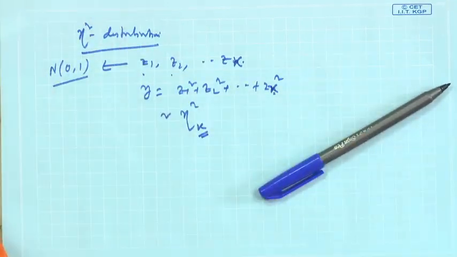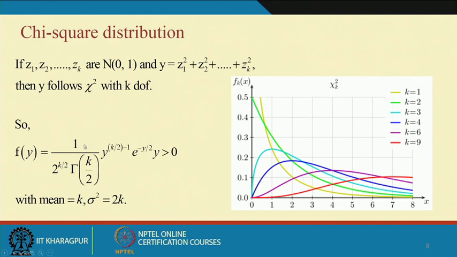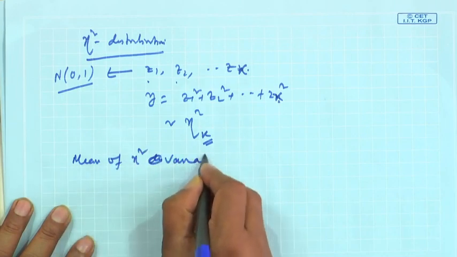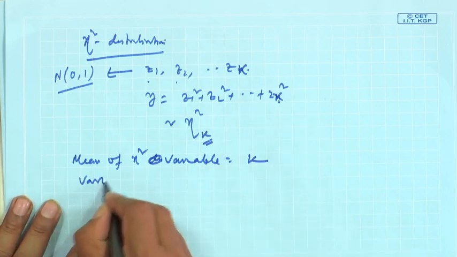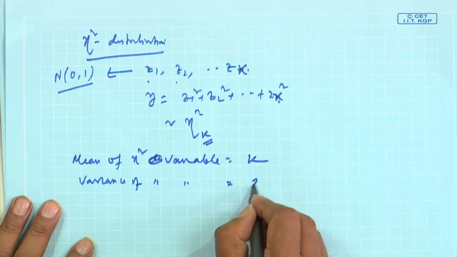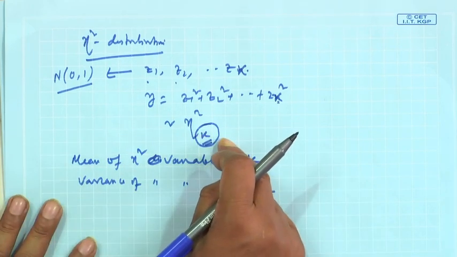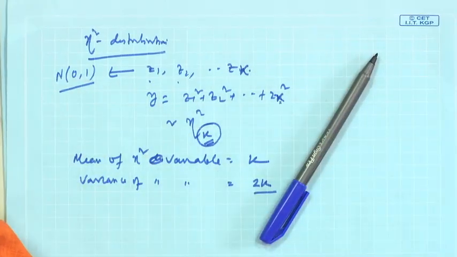Okay. Now, let us see what the PDF for the chi square distribution is. f y is 1 by 2 to the power k gamma k by 2, times y to the power k by 2 minus 1, times e to the power minus y by 2, for y greater than 0. What is the mean of the chi square distribution? The mean of a chi square variable is the degree of freedom k, and the variance is 2 times k. Degree of freedom is a very, very important concept, because if the degree of freedom changes, the shape of the chi square distribution also changes. You will see here.